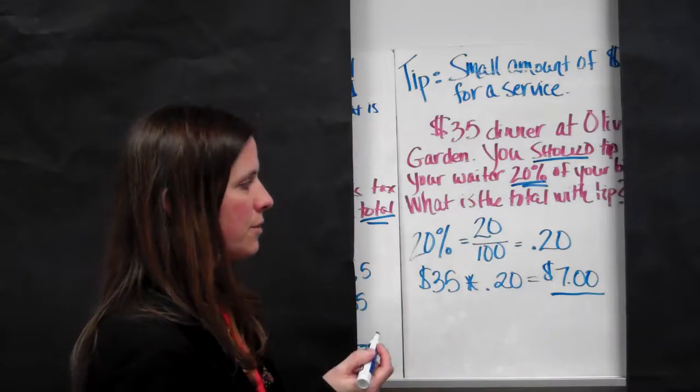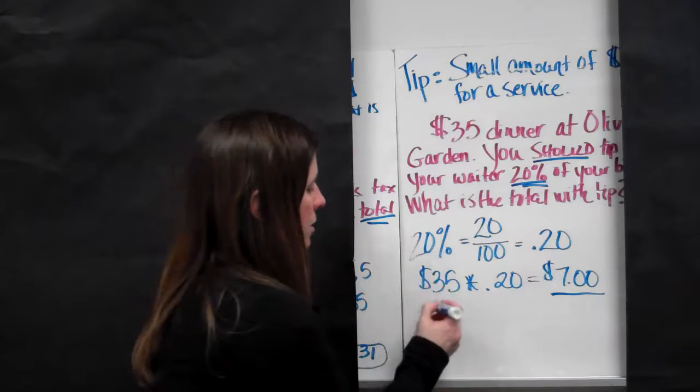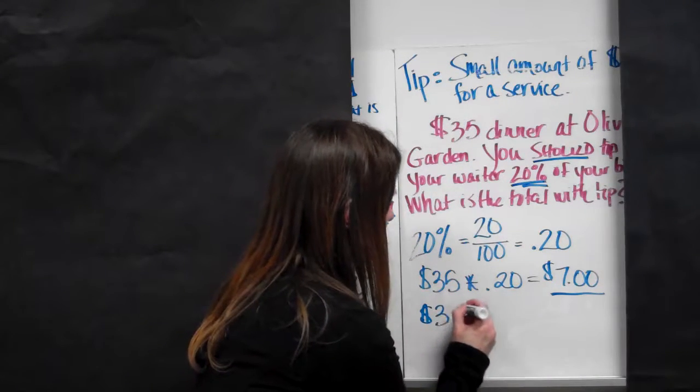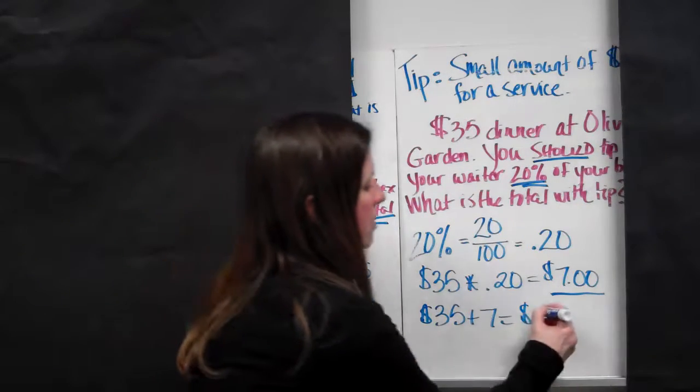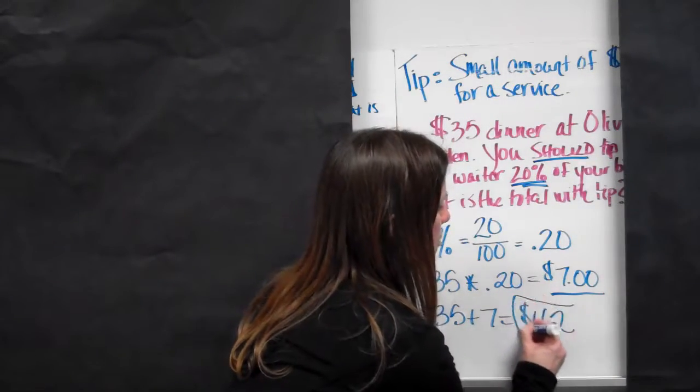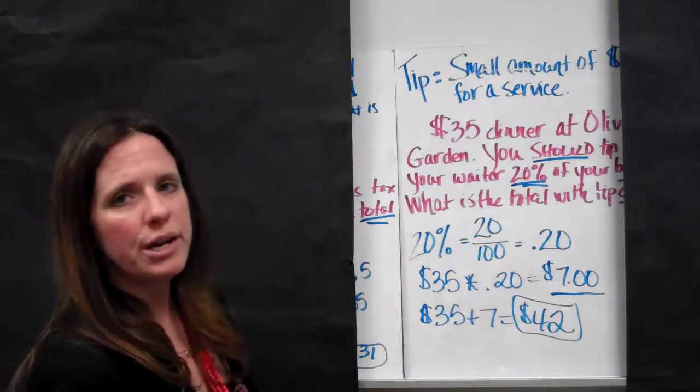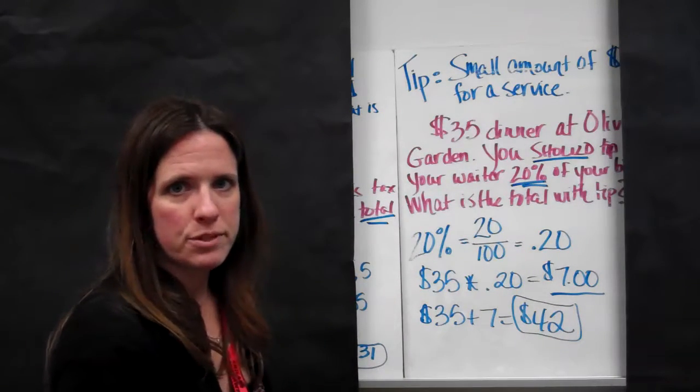This is 20% of the bill. Now we need to add that on to what our bill was to see what our total cost for that meal would be. And 35 plus 7 would be $42. So you would be paying $42 for that dinner with your 20% tip.